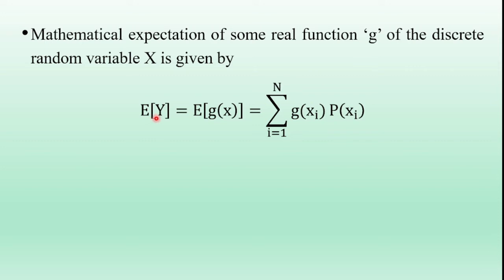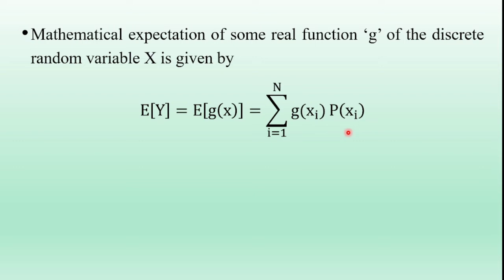So the real function is y equal to g of x. For the discrete case, the expectation of g of x is equal to the sum from i equal to 1 to capital N of g of xi into p of xi. This is the expression for the discrete random variable case.